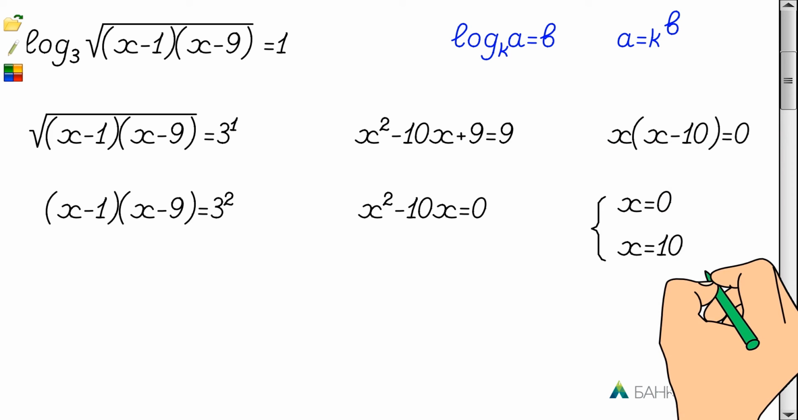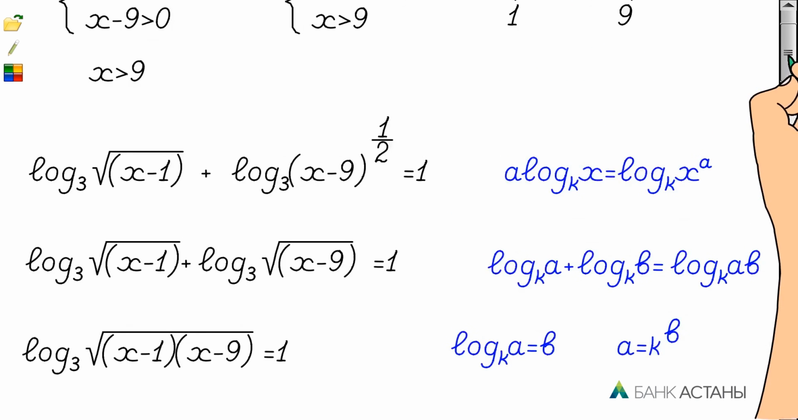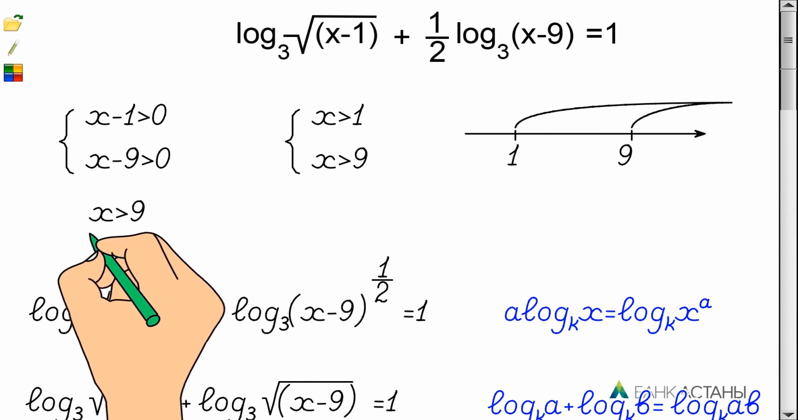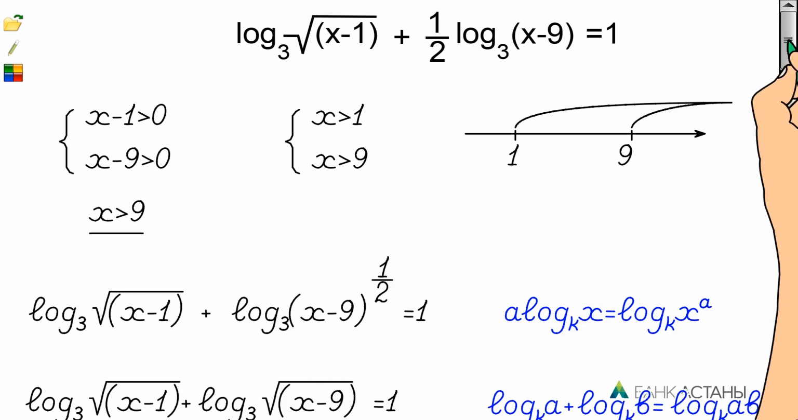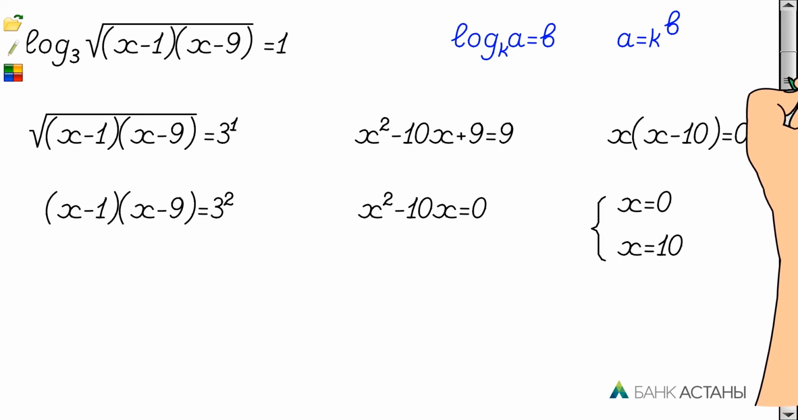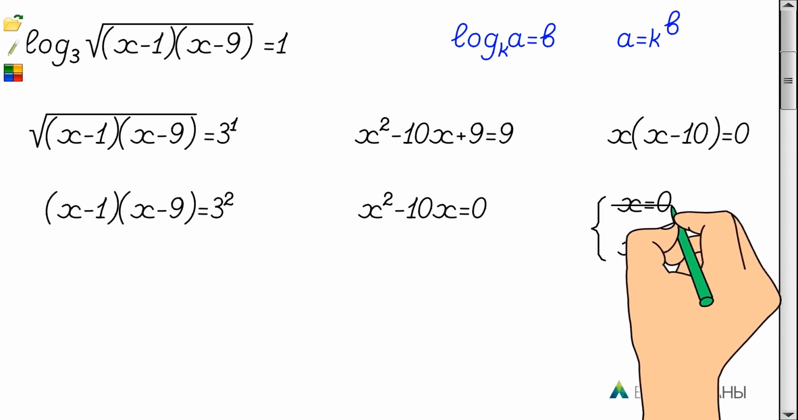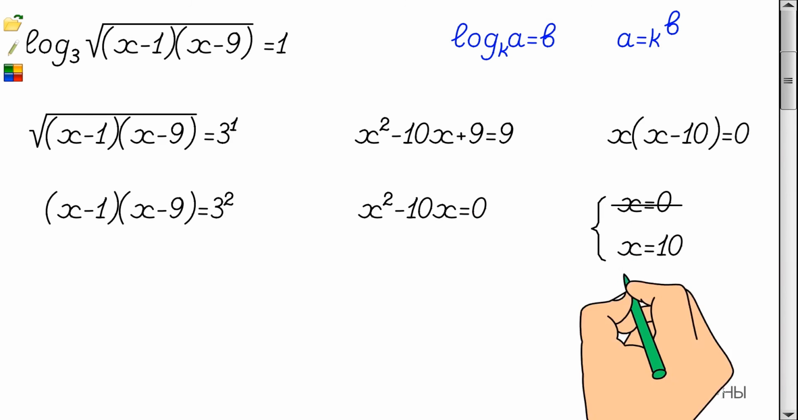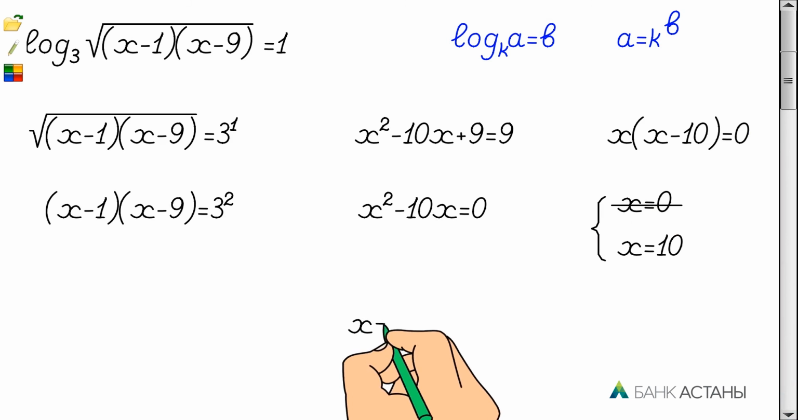All we need is to verify if our root values are in the range of possible values. As we remember, the values of x should be greater than 9. Consequently, x equal to 0 cannot be the root of our equation. Thus, our equation has a single answer. X is equal to 10.